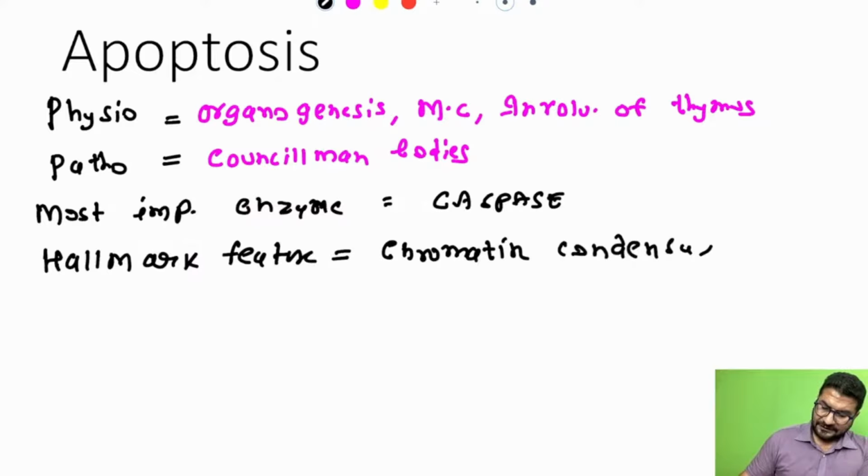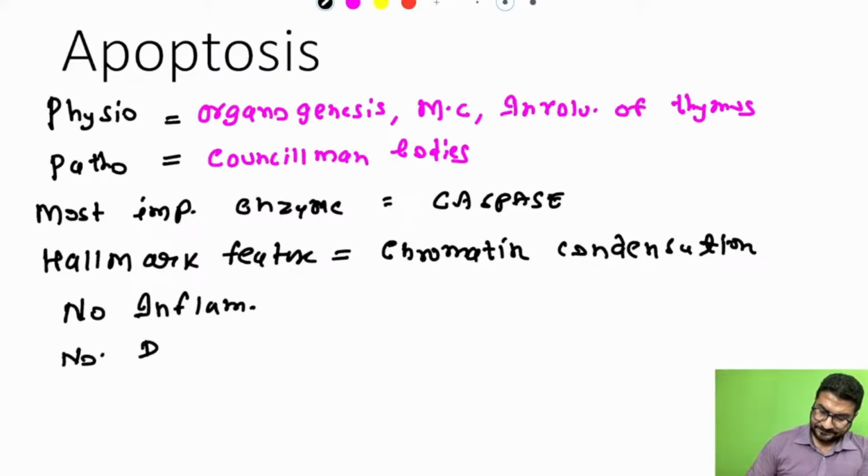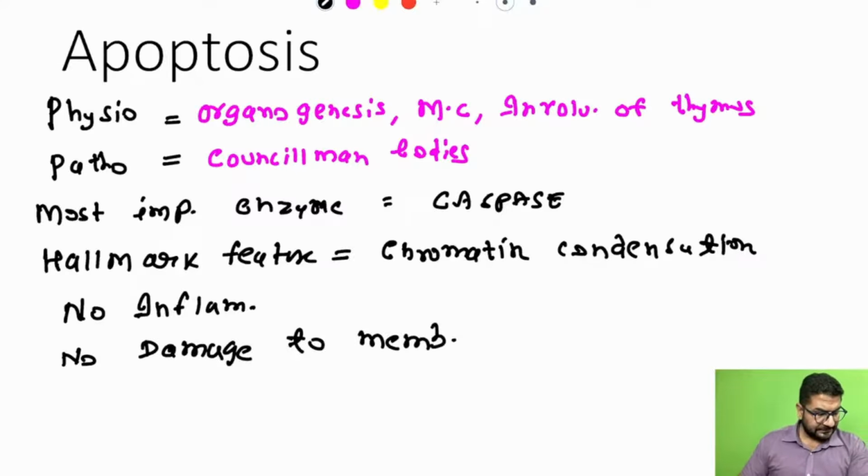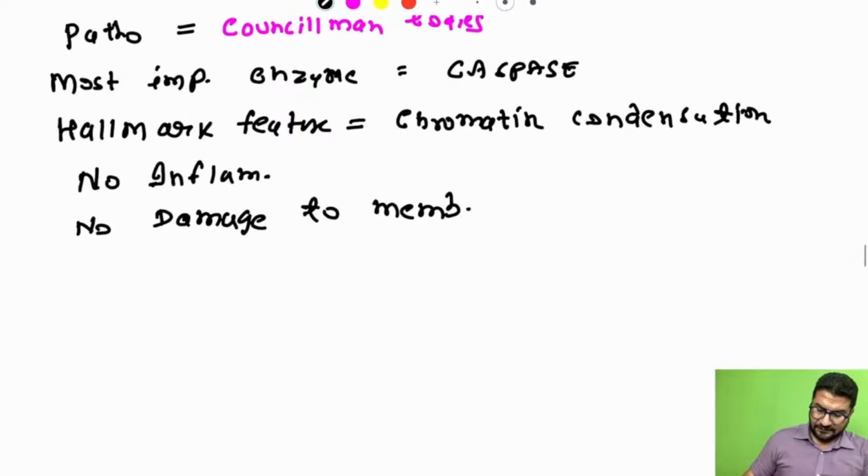और क्या आपसे पूछते हैं एग्जाम में, एपोप्टोसिस में कौन सी टाइप की इन्फ्लेमेशन होती है? What type of inflammation you will see in apoptosis? So remember, there is no inflammation in apoptosis. You will see no inflammation and there is no damage to membrane. कोई inflammation नहीं होती. And lastly I can say like what stain we have for apoptosis.